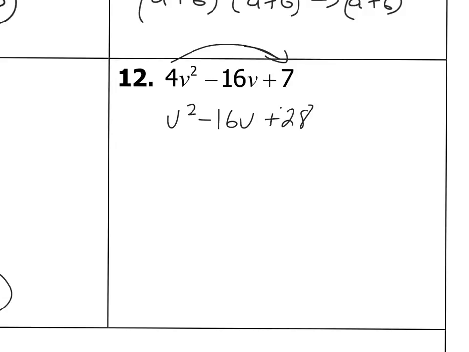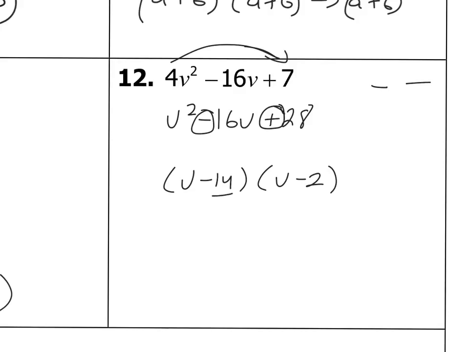Now we're looking for two numbers that would multiply and give us a positive, but would add and give us a negative. That means it's going to be two negative numbers. Two negative numbers multiply to give us a positive, and when we add them together, give us a negative. We said 14 and 2, so both of those are going to be negative. It would be v minus 14 and v minus 2, because negative 14 times negative 2 is positive 28, and negative 14 minus 2 is negative 16.